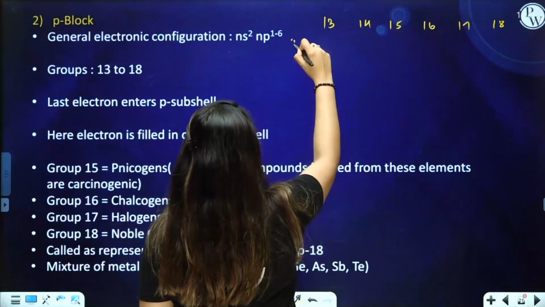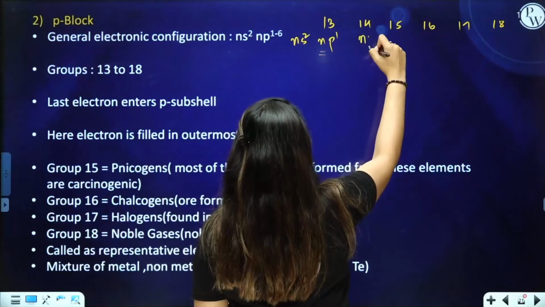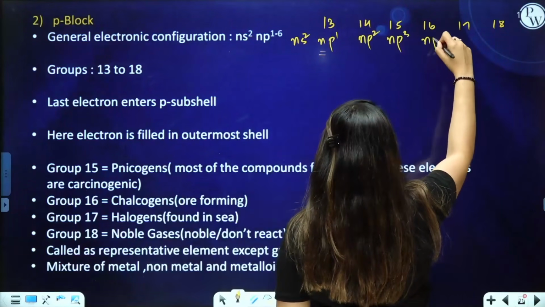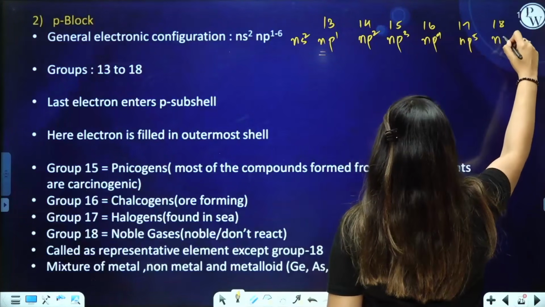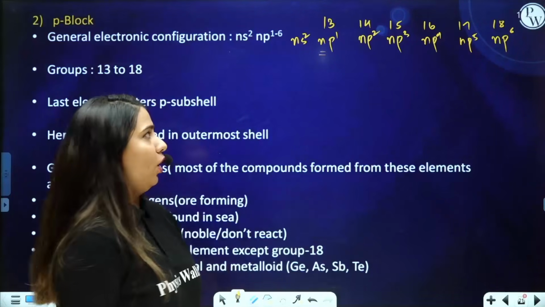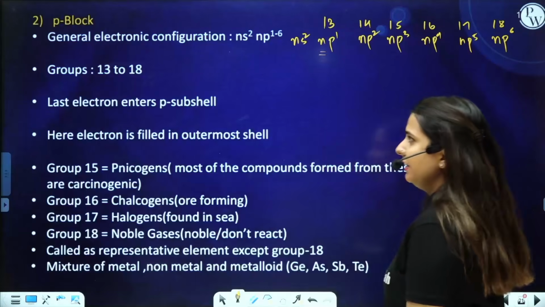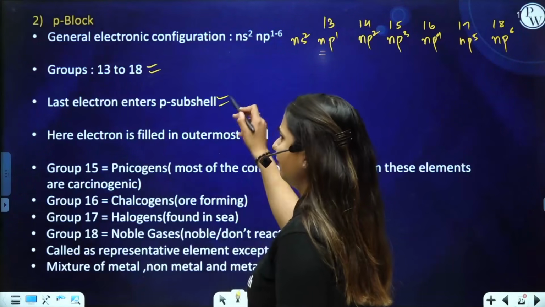So ns2 is common to all. Here they have np1, here np2, then np3, then np4, then np5, and then here is a complete np6, which is the noble gases. So this is the electronic configuration of all the groups present. After that, the last electron enters the p subshell. You can find this very easily.